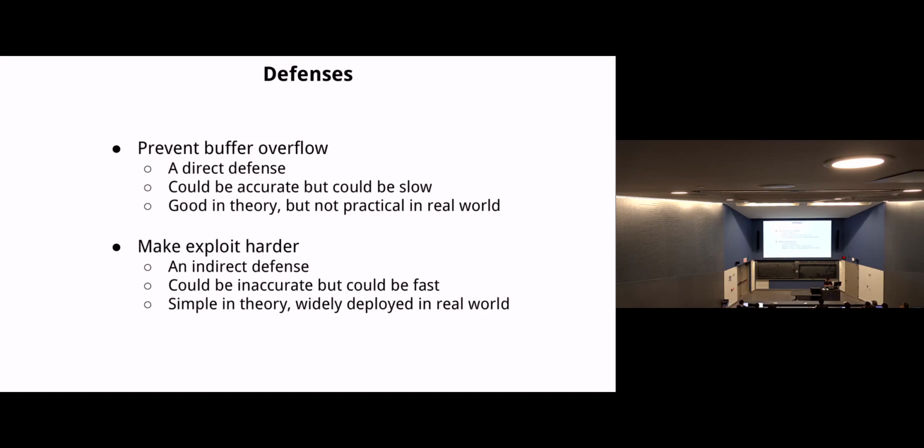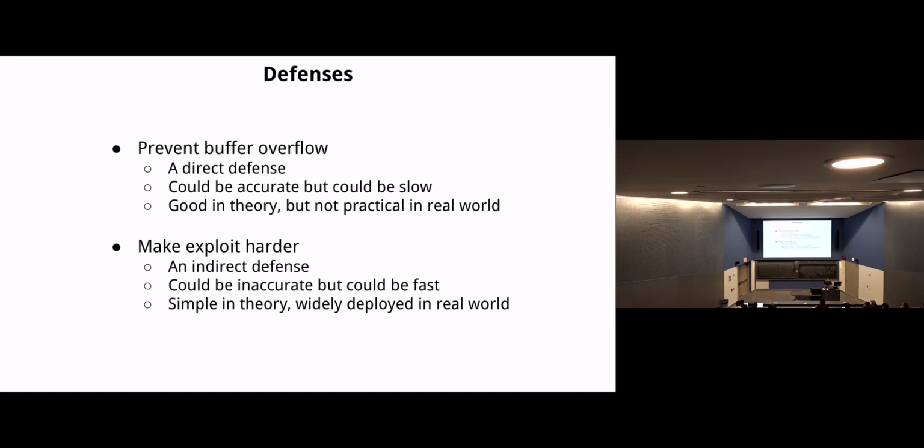To defeat buffer overflow, there are two high-level approaches. One is to directly prevent buffer overflow, so we can prove that buffer overflow will not happen in this language. Another way is to make exploiting it a little bit harder. Preventing buffer overflow from happening is what other languages, Python, Java, Rust, do. The cost is, this is a good approach, very good in theory, but sometimes not practical. It could be very, very slow.